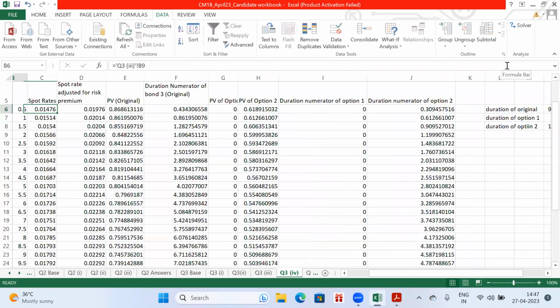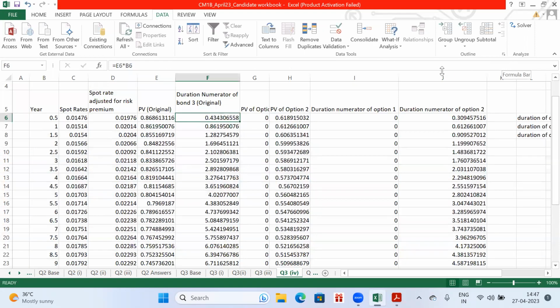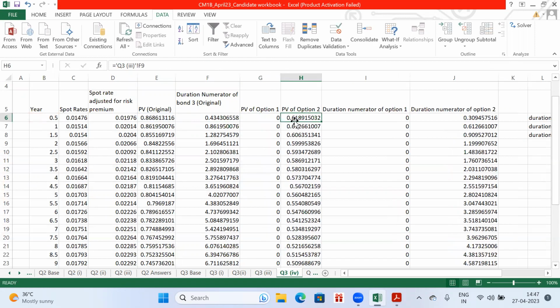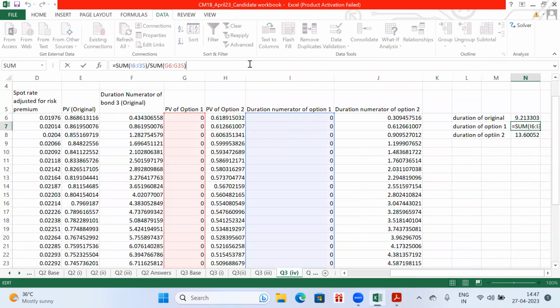My duration will be the present value of cash flows under original conditions, multiplied by time, and then divided by the present value. Present value under option 1 we have already calculated, and option 2 we have already calculated. Just put the time into the present value, and then duration is nothing but the sum divided by the present value for both.